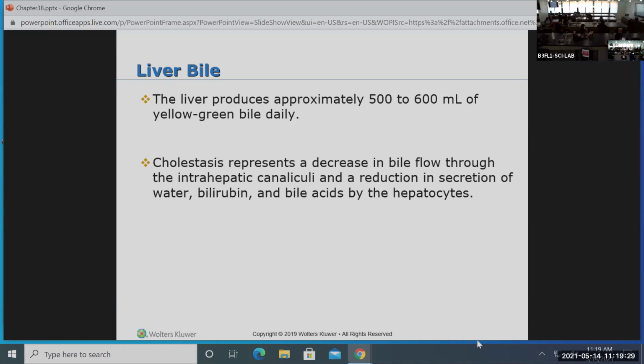If the body doesn't need that bile, where is it stored? Where do we store bile? Gallbladder. So the gallbladder stores the bile, and what else does the gallbladder do? Only storage? It concentrates. So the gallbladder not only stores the bile, the gallbladder also concentrates my bile.